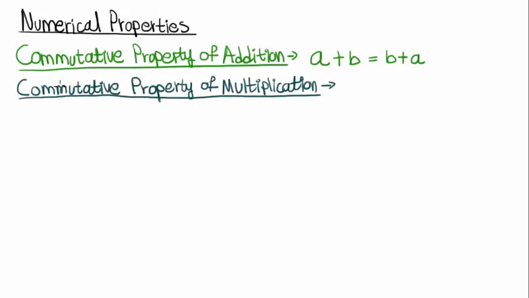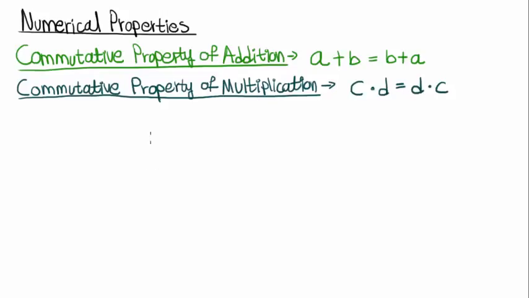Similar to the commutative property of addition, the commutative property of multiplication tells me that the order in which I multiply two or more numbers together does not really matter. For example, if I have some number C that is being multiplied to another number D, then that is the same thing as saying a number D multiplied to number C. So for example, 3 times 5 will give me the same answer as 5 times 3.